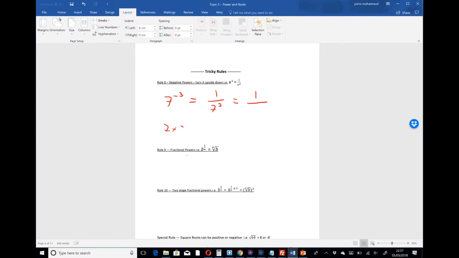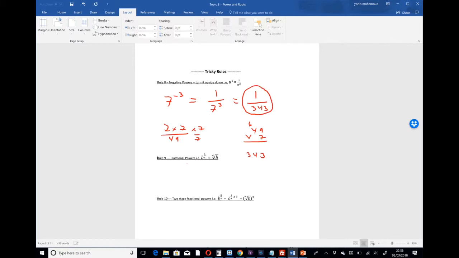So if you do 7 times 7 times 7, so 7 times 7 is 49, times that by 7, so let's work it out here. So 49 times 7, so 9 times 7 is 63, and 7 times 4 is 28. 28 plus 6 is 34. So 343. Okay, so 7 to the power of negative 3 is 1 over 343.